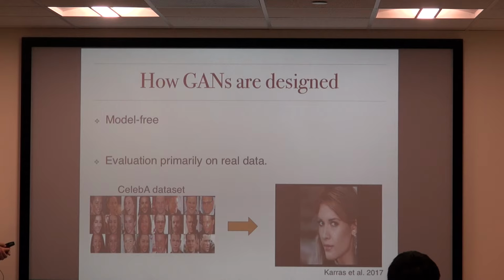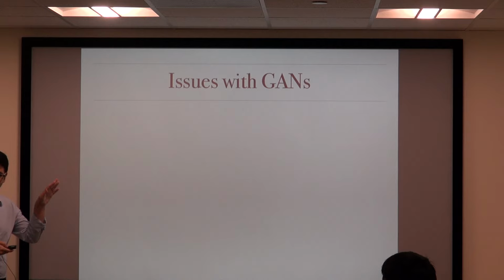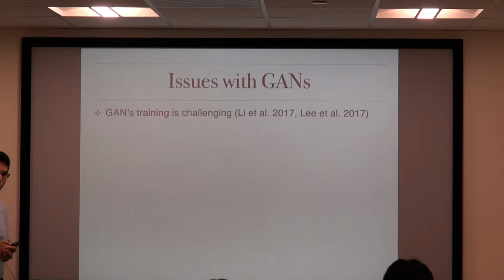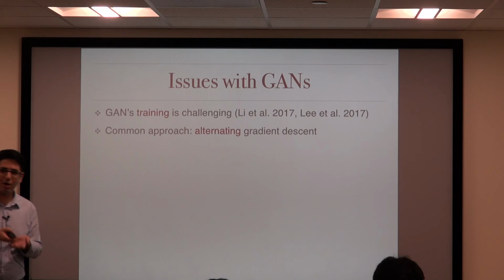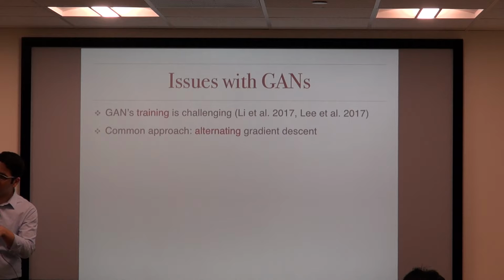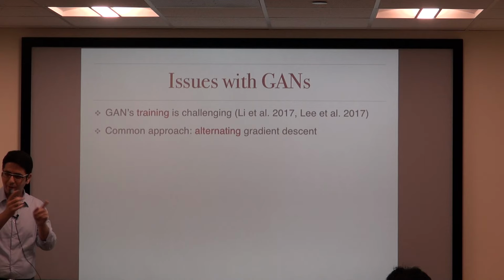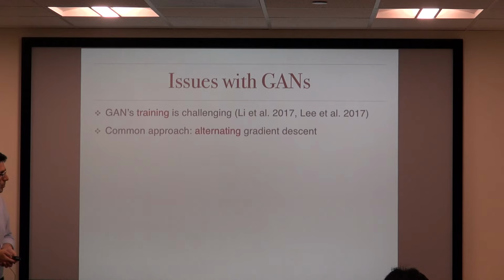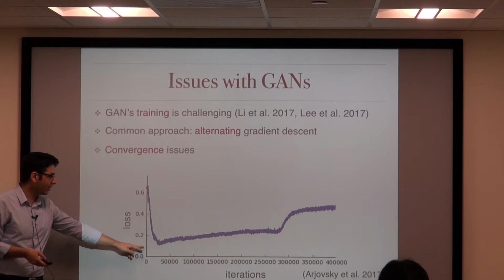What are the issues with most of these architectures? First of all, the training of GANs seems to be very challenging. As I said, there is a min-max optimization, and we need to solve it. The common approach is something called alternating gradient descent. It means you take one gradient step in the generator's space, fixing the parameters of the discriminator, and then you take one gradient step in the discriminator's space, fixing the parameters of the generator, and you alternate between the two. Very efficient, two or three lines of code, but the problem is that it sometimes doesn't converge. If you look at the loss, it may decrease, but at some point it may increase.